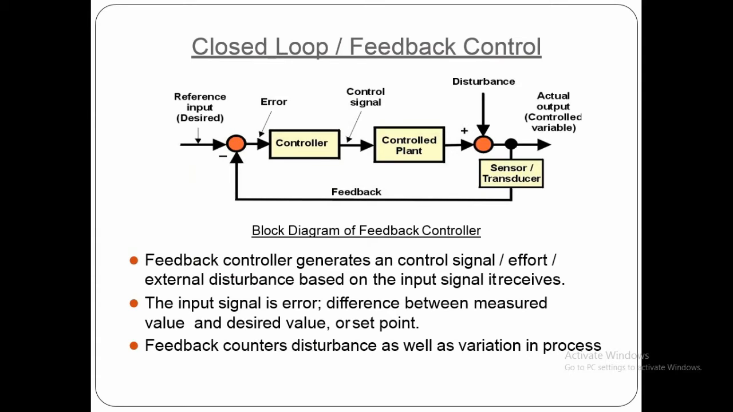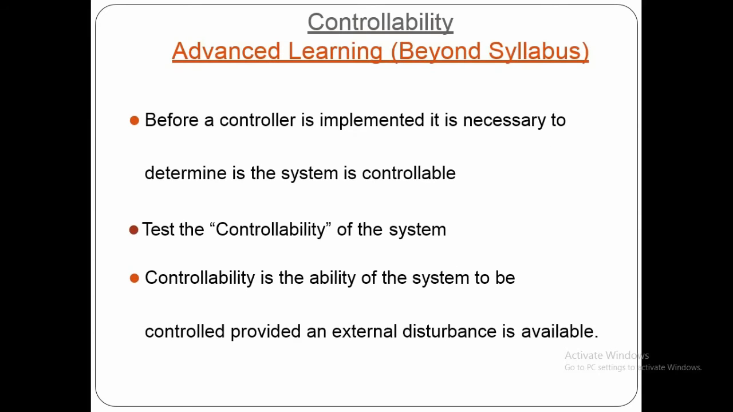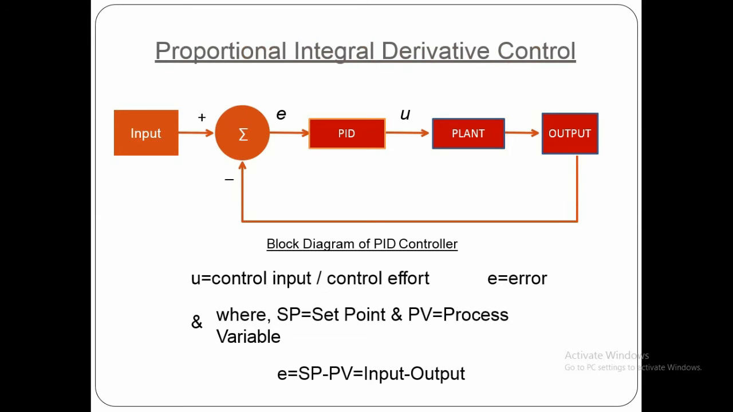The control is based on external disturbance and the input signal. Now the proportional integral derivative control systems. We show in the figure the desired value, the set point and the process value. So we have the error. This error is equal to input minus output.